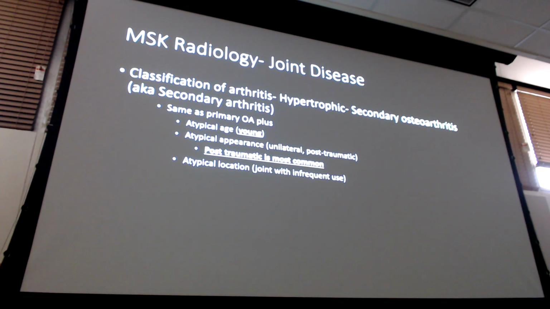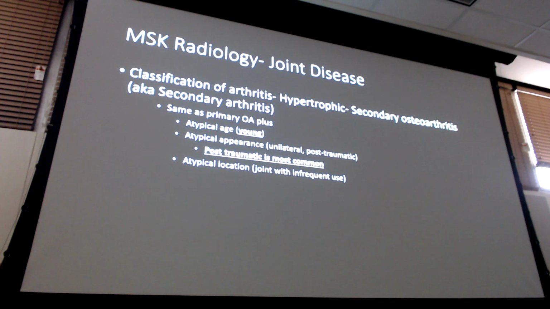Secondary osteoarthritis means something else caused it as opposed to age and just repetitive use. So if you have a young person, if it's unilateral usually or post-traumatic, it's likely secondary osteoarthritis. So where do I get secondary osteoarthritis from?